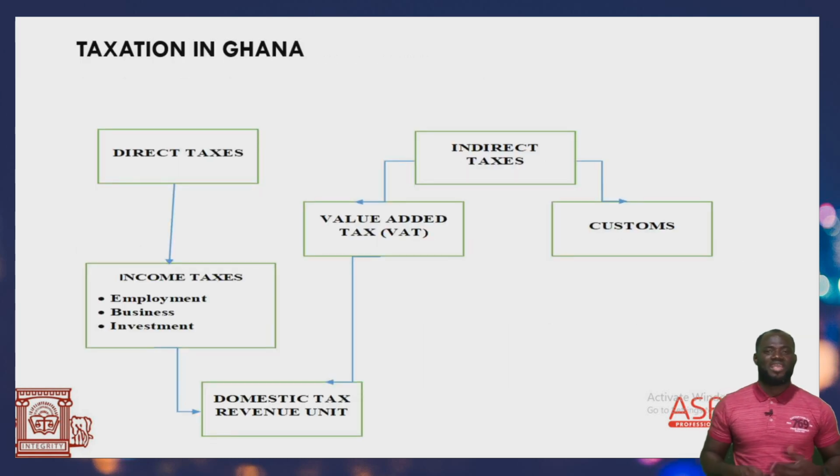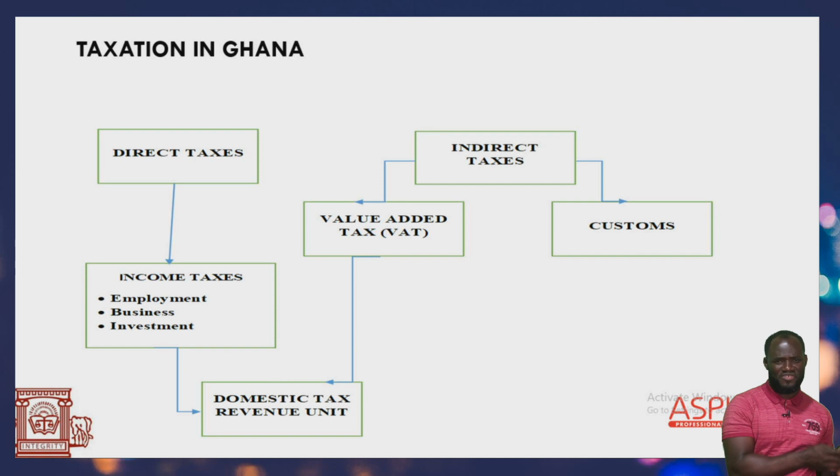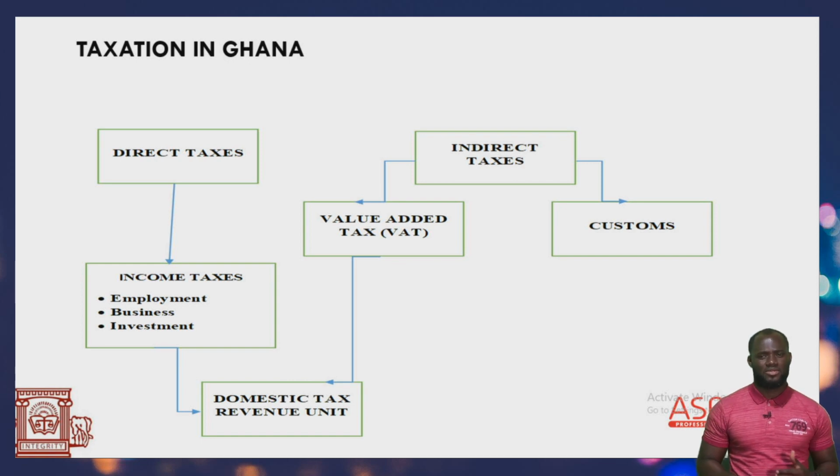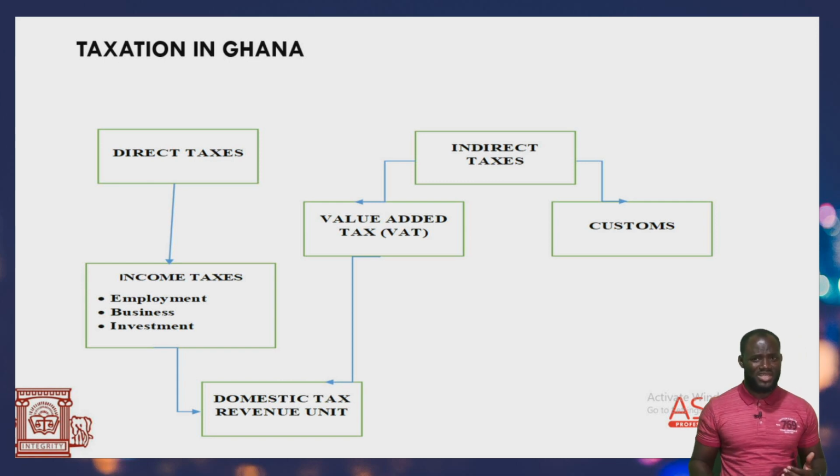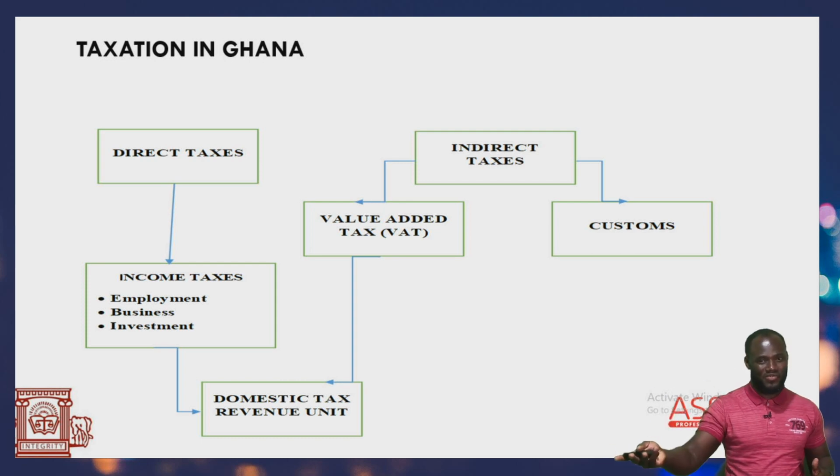Right. Now, let's look at taxation in Ghana. So we have seen in the previous slide, no matter the tax that is imposed by the government, it is either a direct tax or an indirect tax. Now, if you look at the system of taxation in Ghana, direct taxes take the form of income taxes, more or less. Examples of income taxes are employment income taxes, business income taxes, and investment income taxes. And your indirect taxes are made up of value-added taxes as well as customs. Value-added tax is imposed on consumption, on certain taxable supplies. And customs duties are simply taxes in respect of import duties, export duties, excise duties, and similar taxes.